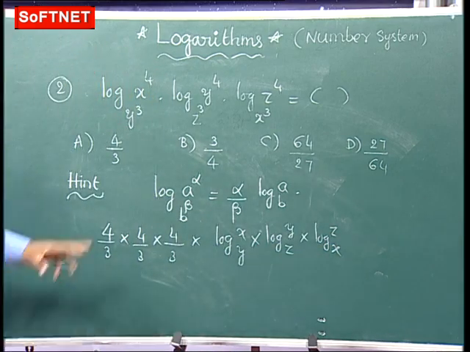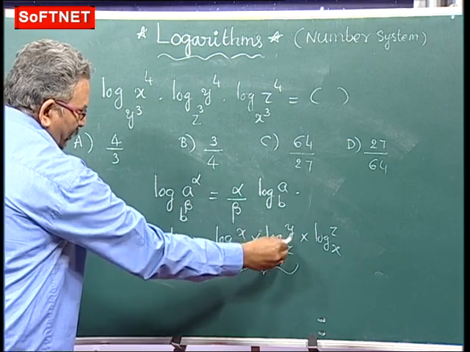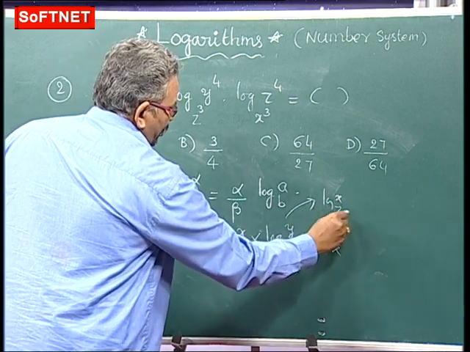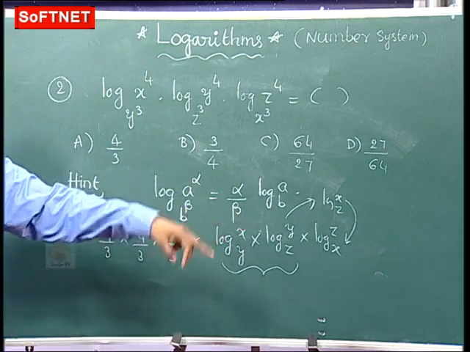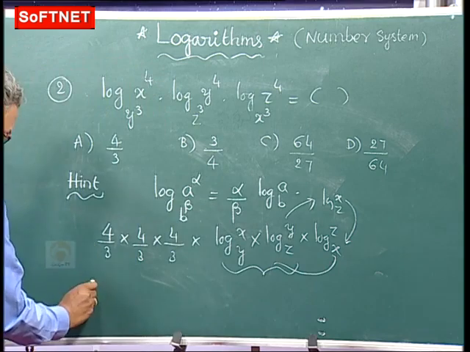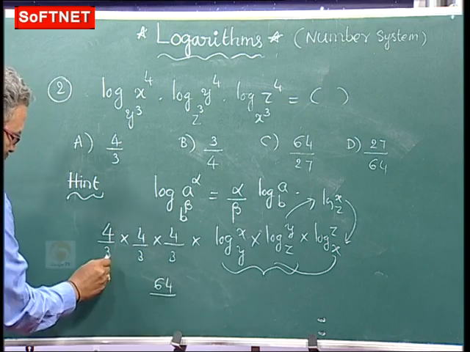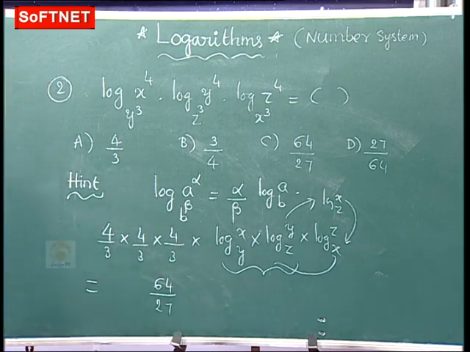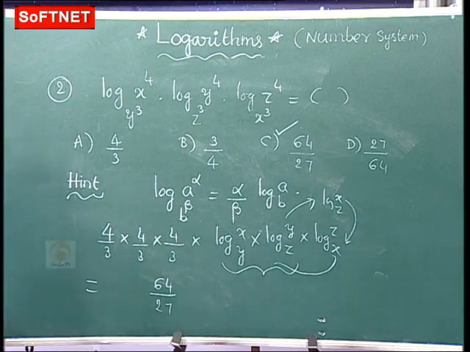Here see, now apply the change of base rule. This becomes log x base y times log y to the base z, which is nothing but log x to the base z. If you multiply this one, log x base z multiplied by log z base x, you get 1. So that means total this becomes 1. So, this equals 4 into 4, 16 into 4, 64 by 3 into 3, 9 into 3, 27 into 1. So, 64 by 27, which is the right option? Yes, C will be the right option.